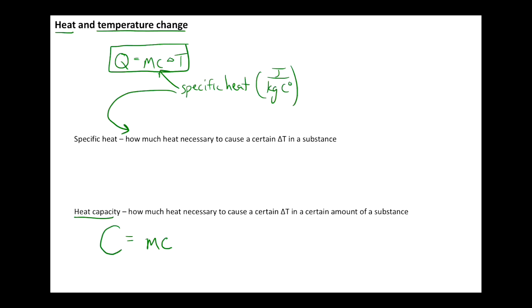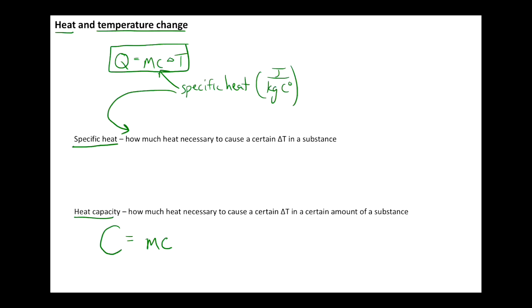So in other words, you might be able to look up a table of specific heats for a bunch of different things, for water, for iron, for copper, for iPads, I don't know, okay? A big list of specific heats. And those numbers are going to be just a standard number for that particular substance, but they don't take into play how much of it you have.